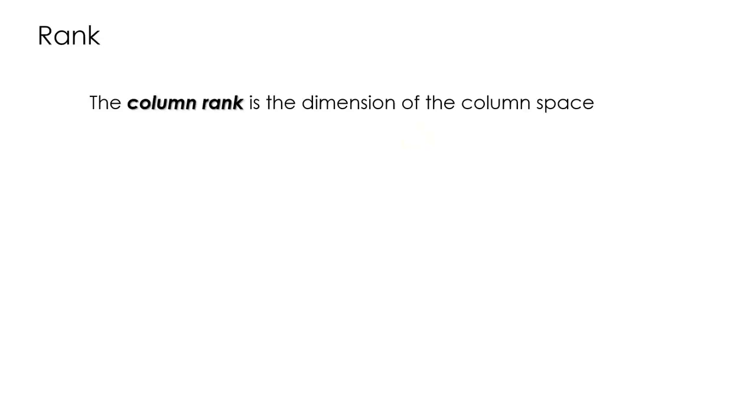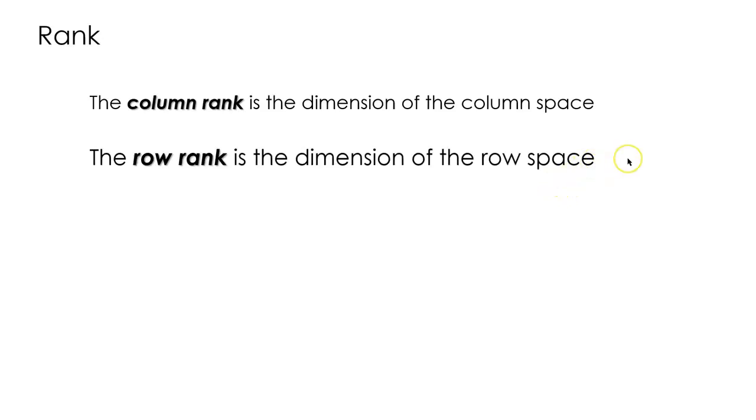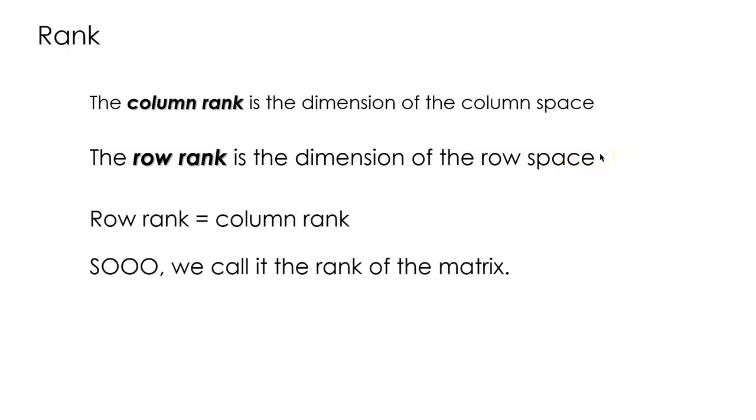The rank. Well, the column rank is the dimension of the column space. The column rank is the number of pivots. The row rank is the dimension of the row space. Well, we found the rows by looking at the rows with pivots, and the columns with pivots. We're just looking at the number of pivots. Row rank equals column rank, so we just call it the rank of the matrix.